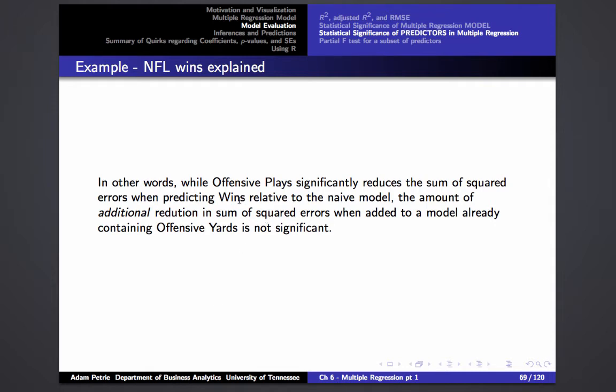All right, so back to this example. Summing this up, we know that yes, offensive plays is a significant predictor of wins. It significantly reduces the sum of squared errors when predicting wins relative to the naive model, predicting wins from the overall average. But the amount of additional reduction in the sum of squared errors when we add it to a model already containing offensive yards is not significant. The information offensive plays has about wins is used up by offensive yards, so adding plays into the model doesn't yield any significant new information.